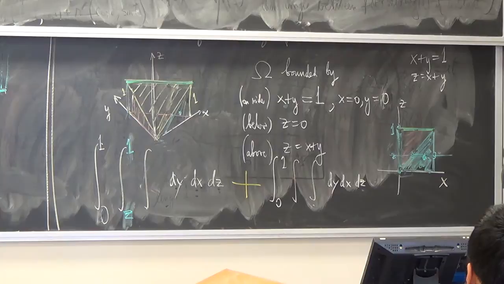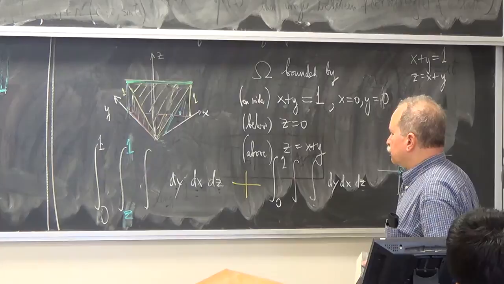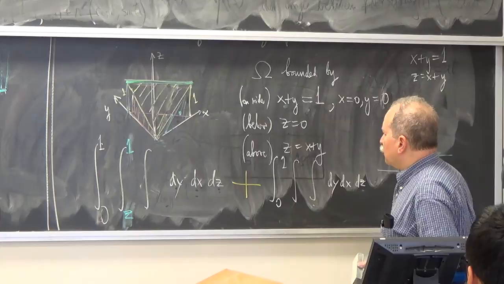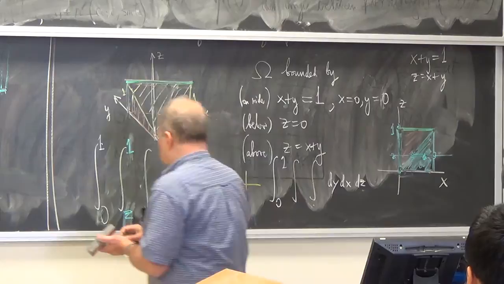From 0 to 1 minus x. I don't think so. 0 to x. 0 to z. 1 minus x. Yeah, 1 minus x, that's right. So if you shoot it straight from there, it'll shoot out the back.